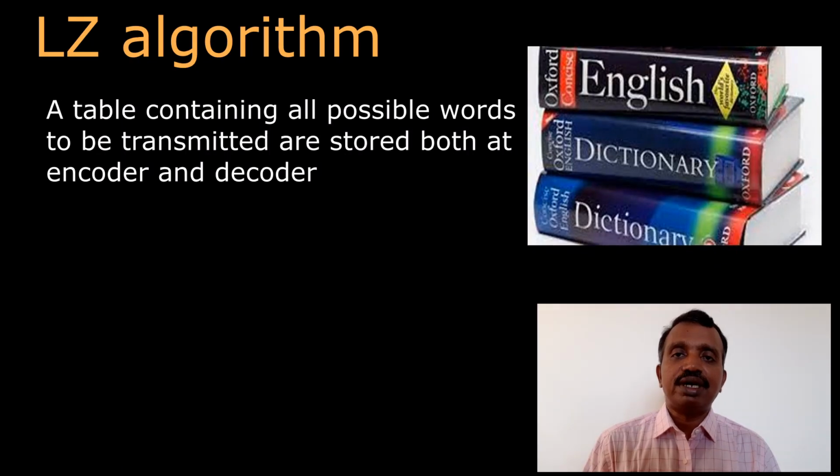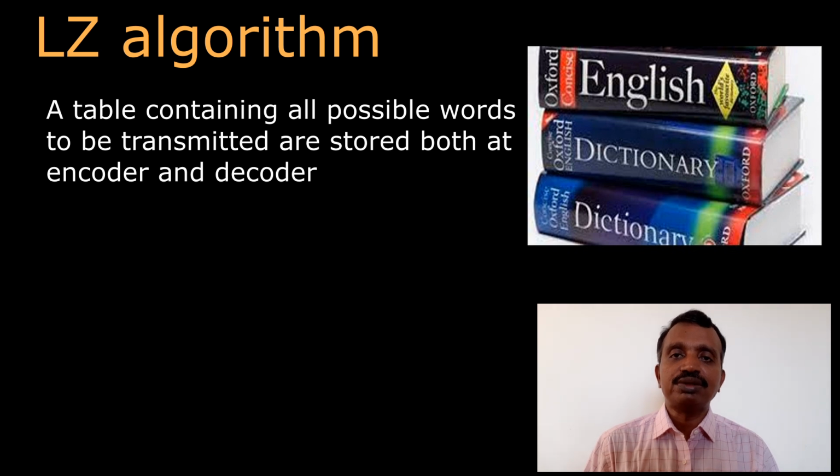algorithm. So in this session, first I am going to talk about the LZ algorithm, then the drawbacks of this LZ algorithm and how it is overcome by the LZW algorithm. The LZ algorithm is a dictionary-based technique. So both the encoder and the decoder maintain a table. The table contains all possible words and the corresponding index.